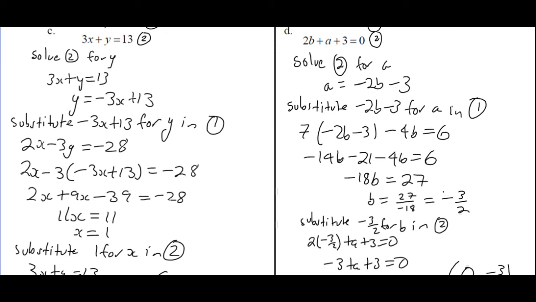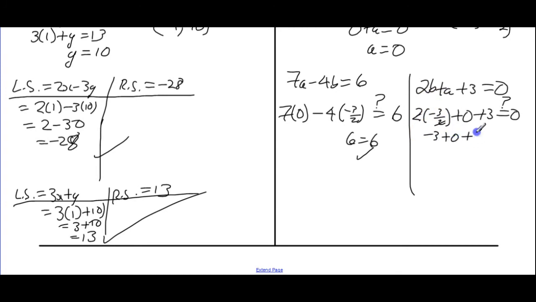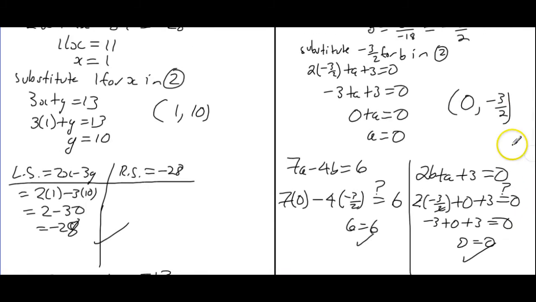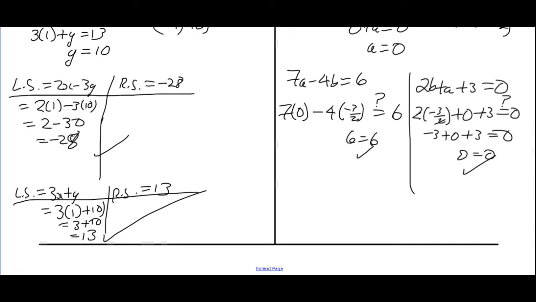And the other equation is 2b plus a plus 3 equals 0. 2 times negative 3 halves plus 0 plus 3 equals 0. Now there's a question mark over that because we don't know this is true. Negative 3 plus 0 plus 3 equals 0. 0 equals 0. It is true, and that is the solution. Okay, 0, negative 3 halves. You could do that graphically as well, right? If you wanted to verify one of these afterwards, you could certainly do so.